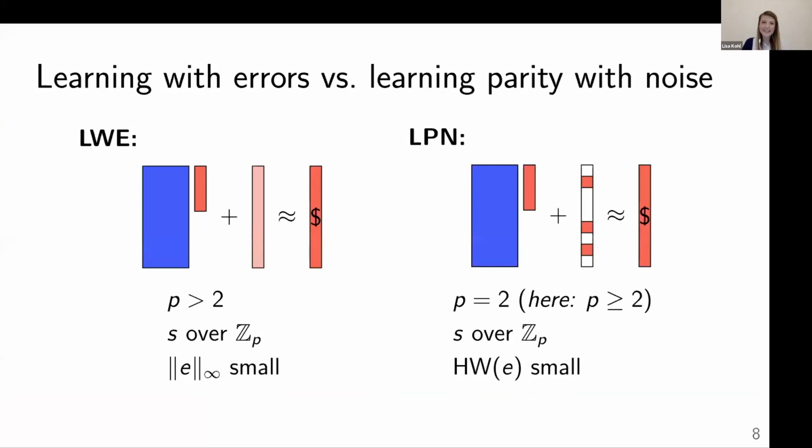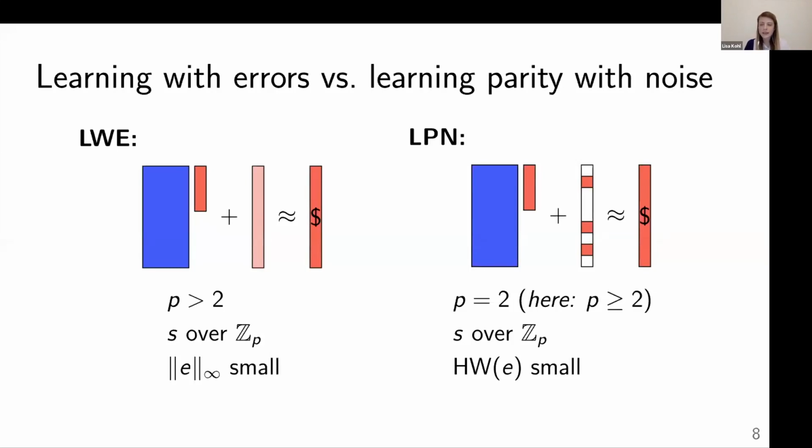Okay, great. And so yes, we have seen this this week. I've seen a lot of learning with errors, and learning parity with noise. So what's the difference between the two? First of all, learning parity with noise, as the name says, was originally over F2, but actually here we will consider also arithmetic versions of that. So you can think of p being 2 or larger. We will see both in this talk.